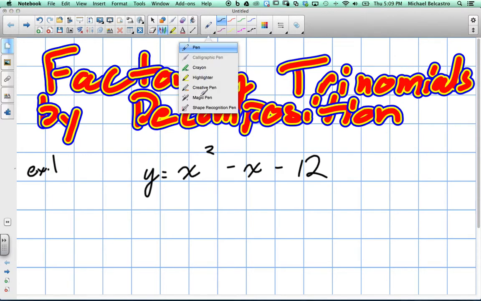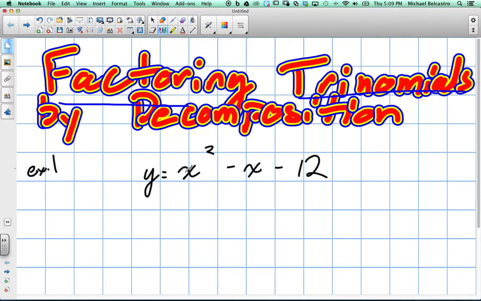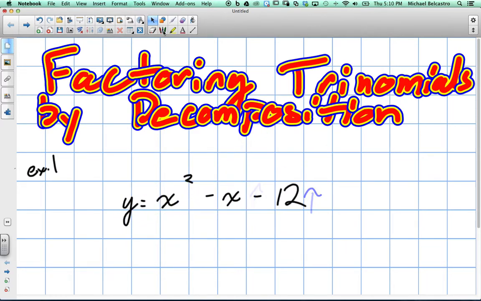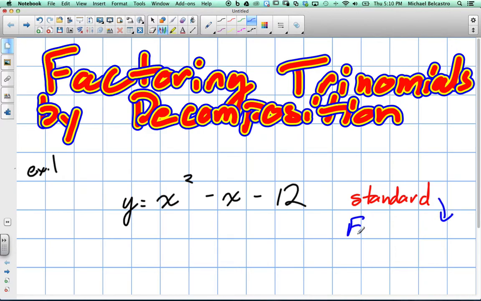Okay, so we're going to look at factoring trinomials by a method called decomposition. This is a trinomial because there are 3 terms in it. In factoring trinomials, what we're really doing is taking what is usually known as the standard form, and we're going to put it into our factored form. In order to put it into factored form, we have to factor. That's the process. Standard and factored today. You didn't go into vertex.